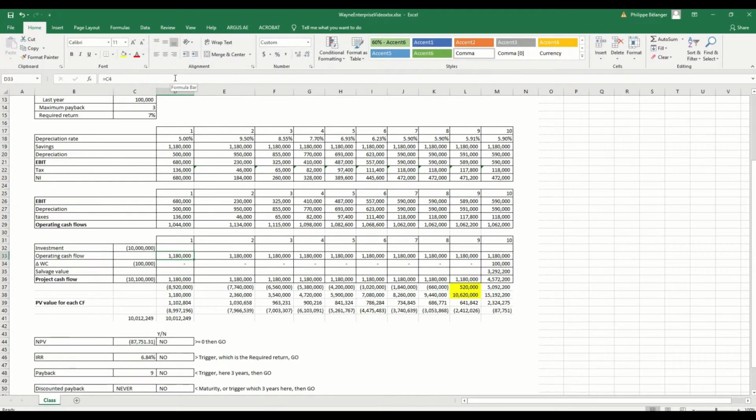Oh, wait. Here. Ah, it was. Now it's right. I have no problem because the cash flow was always the same. Now it's not. It's not always the same anymore.